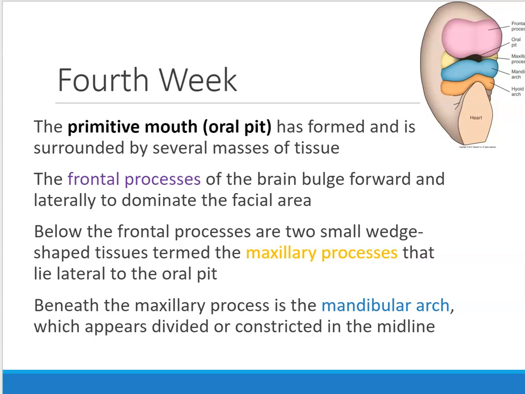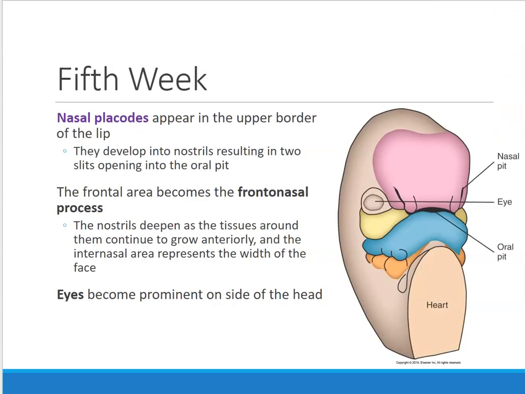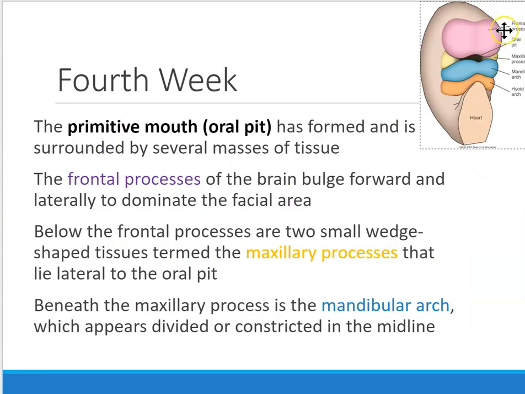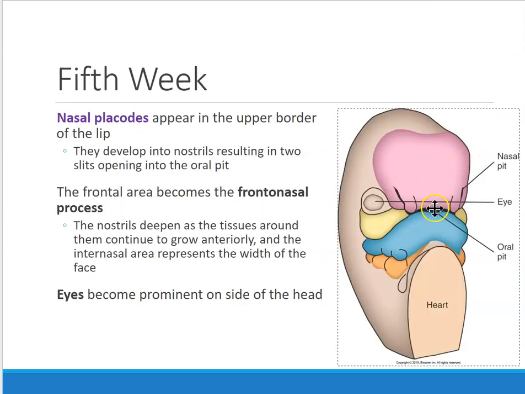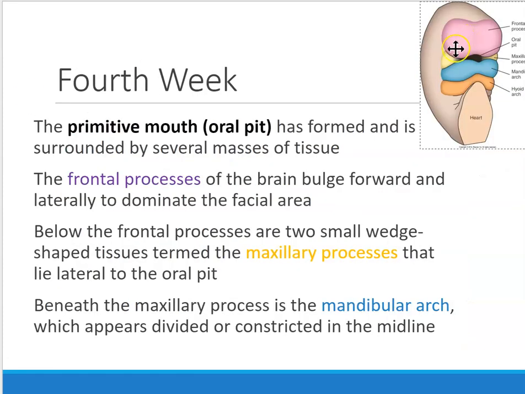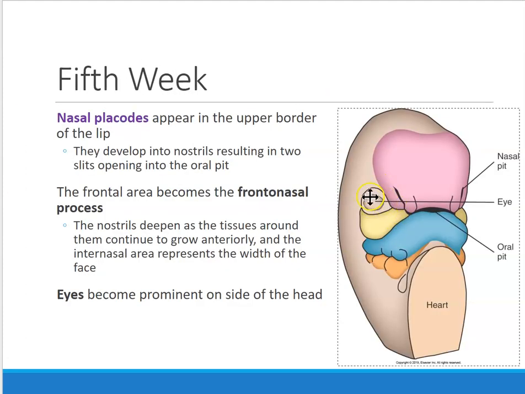So what happens in the 5th week? Well, in the 5th week, we start to get nasal placodes. And these are these two lumps kind of over here. Okay, so these are the nasal placodes. Right above this frontal area, what did I used to call it? I used to call it the frontal process. Now we call it the frontonasal process because it's close to the nose. So the nose for nasal, front for the front. And then the eyes start to develop. We didn't really see the eyes that well in the 4th week, but in the 5th week, we do see the eyes starting to develop on the side of the head.